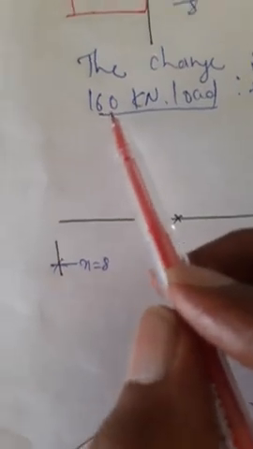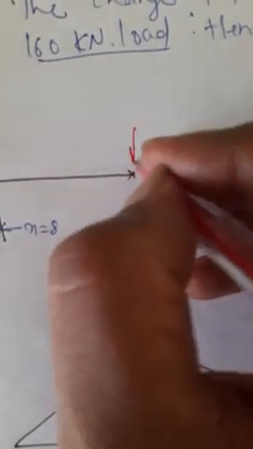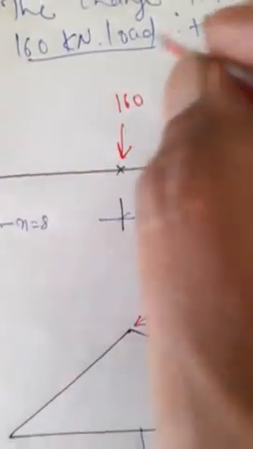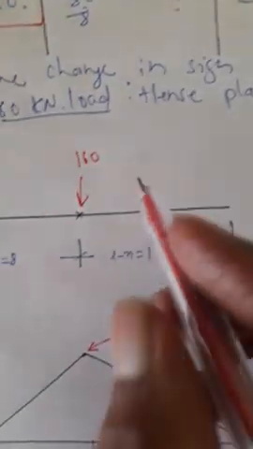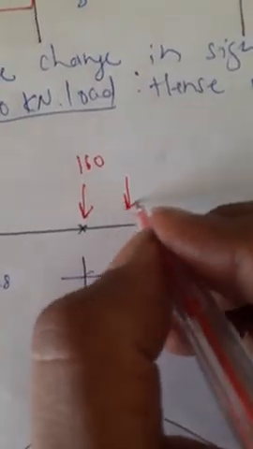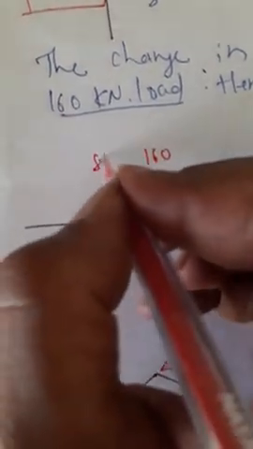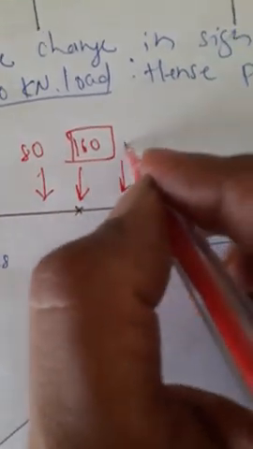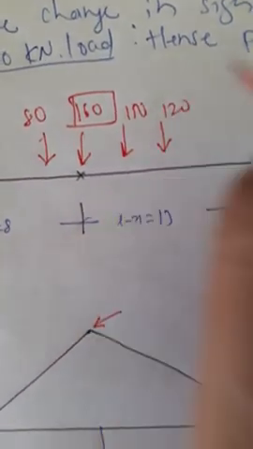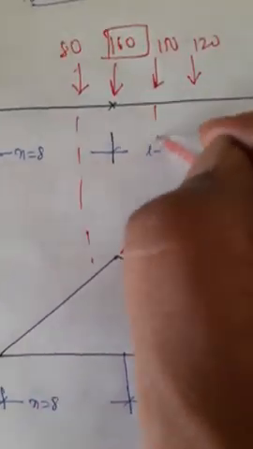Now I have to place this 160 kilonewton load on the required section. Before that, 150 and 120 are crossed, and 80 is towards the left. Now place the loads in such a way: 80, 160, 150, 120. Now find ordinates for them.